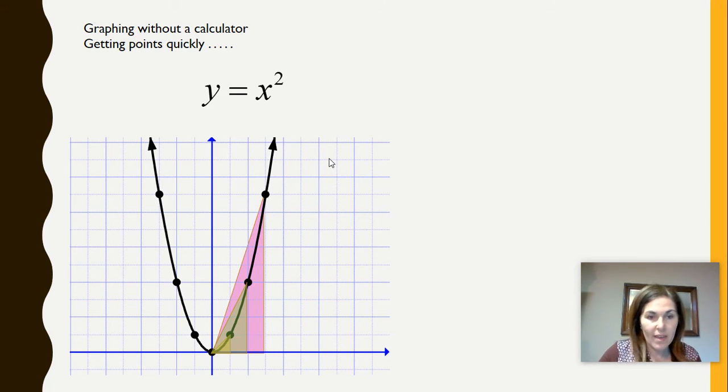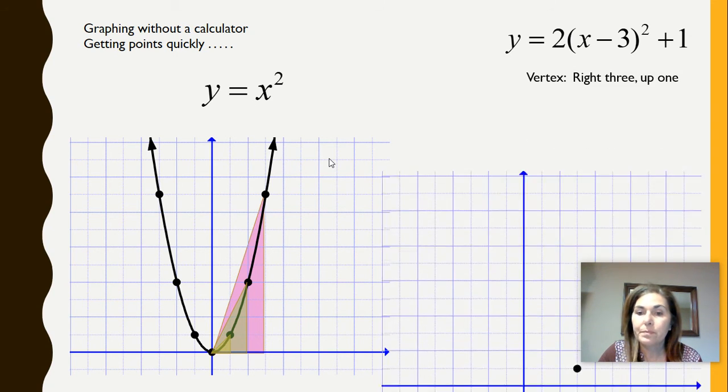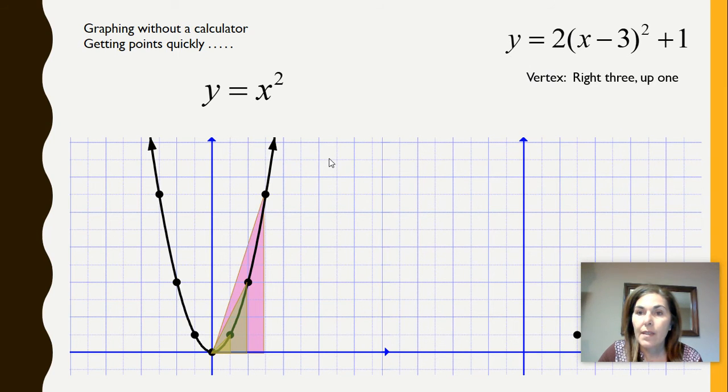So now if I just move the vertex, in this case, the vertex is going to be moved to the right 3 and up 1. I'm going to take that same parabola and just translate it over. So we'll start by putting the vertex on at positive 3, 1. And it looks like my picture is right in the way here. So hopefully you can follow along on your graph paper.